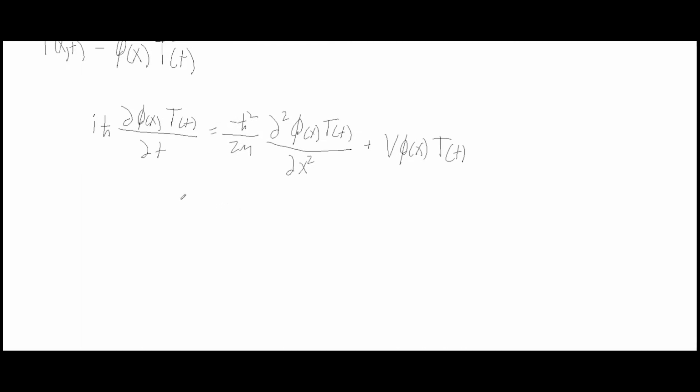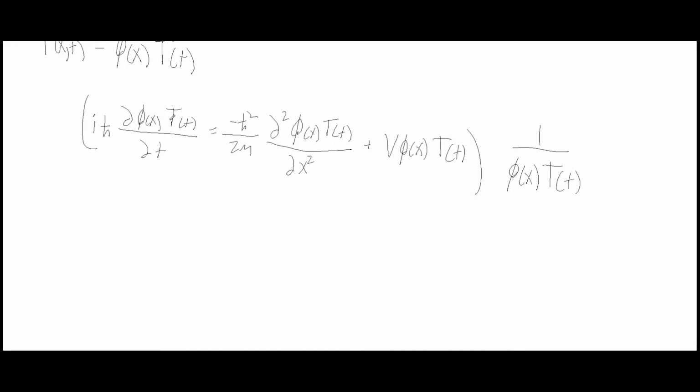From here, we can multiply through by 1 over phi as a function of x, t as a function of time. What we get from that is that the t here and the t here will cancel out. I think I skipped a step here.